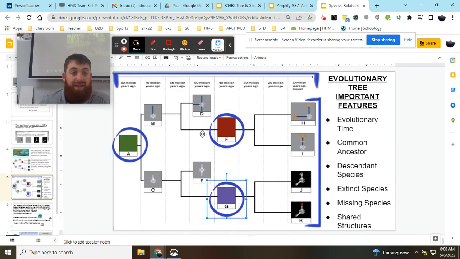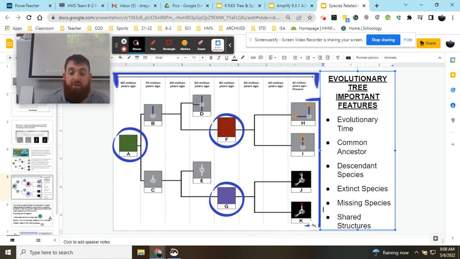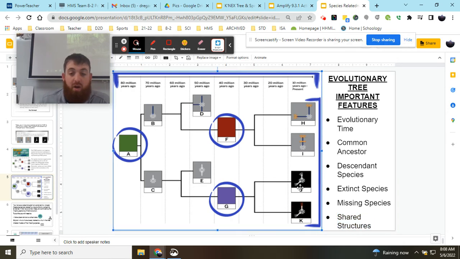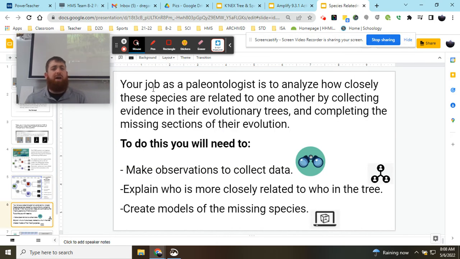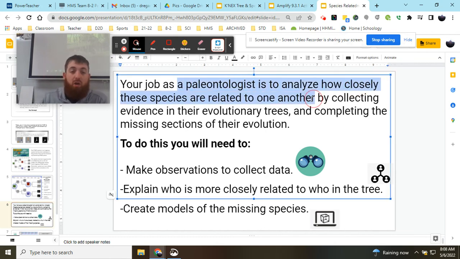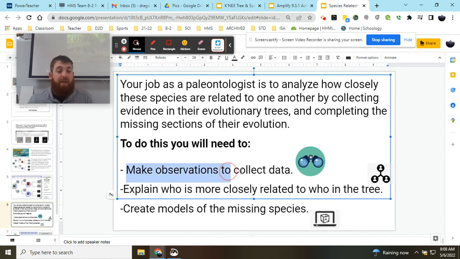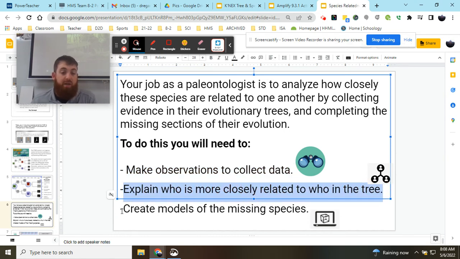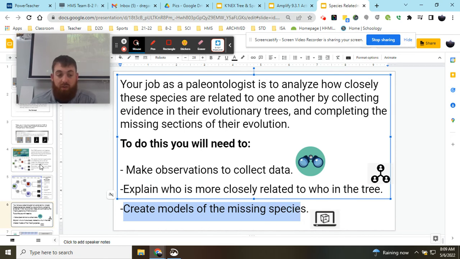Those species clearly have missing structures in terms of what they would have looked like, and our job is to figure out, based on the shared structures that we have in all of our species within our evolutionary tree, what is missing, who is missing, and so on. So your job as a paleontologist will be to analyze how closely these species are related to one another by collecting evidence in their evolutionary tree. We're then going to be completing the missing sections of their evolution. To do this, we're going to be making observations so that we can collect some data. We're going to be explaining who is more closely related within the tree, and then we're going to be creating models of what those missing species would look like.